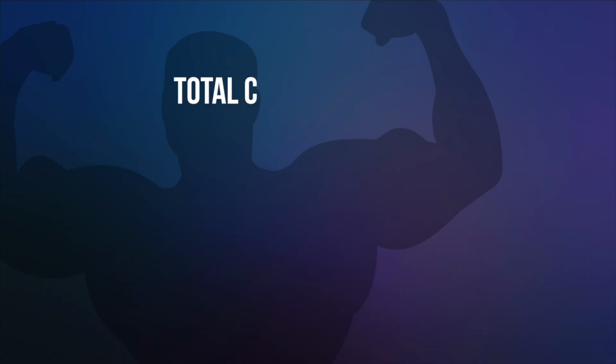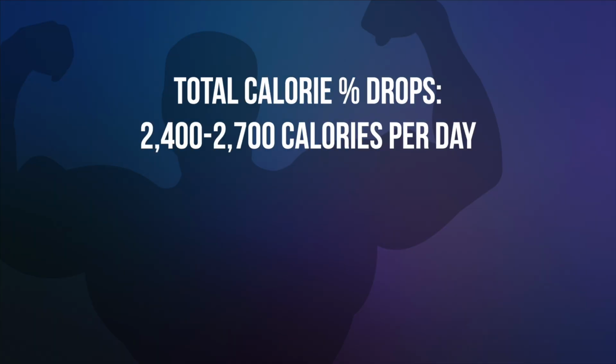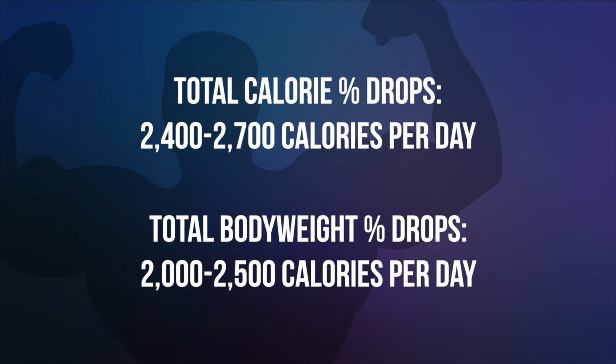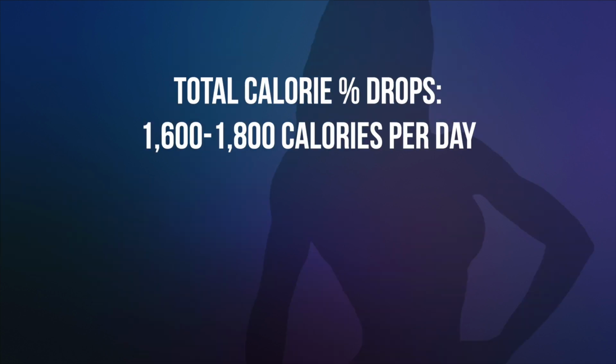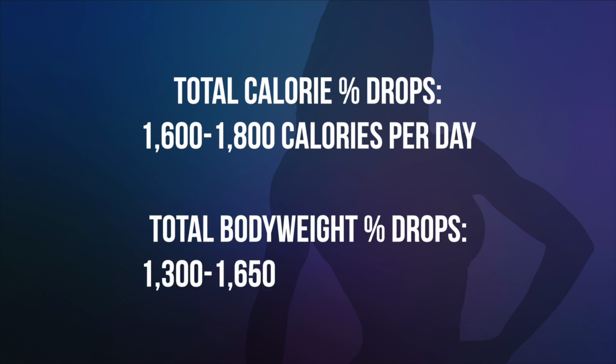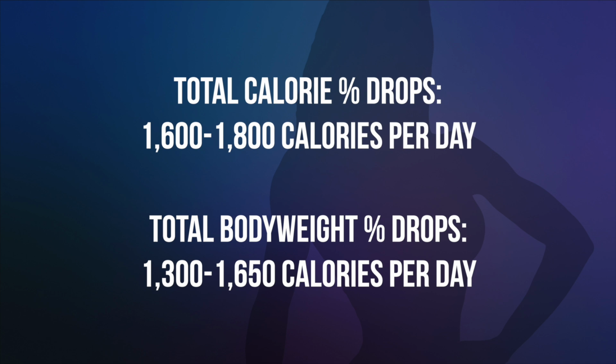As you probably noticed, these two methods don't give you the exact same ranges, but they're pretty darn close. For our male using total calorie percentage drops, his cutting range is 2,400 to 2,700 calories per day. And using body weight percentage drops, his cutting range is 2,000 to 2,500 calories per day. For our female using total calorie percentage drops, her cutting range is 1,600 to 1,800 calories per day. And using body weight percentage drops, her cutting range is between 1,300 and 1,650 calories per day.